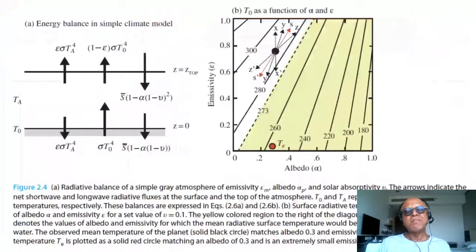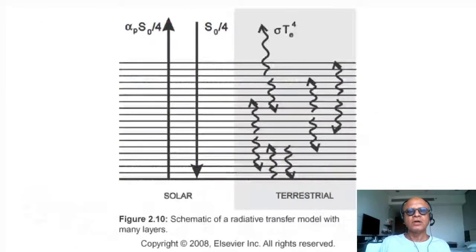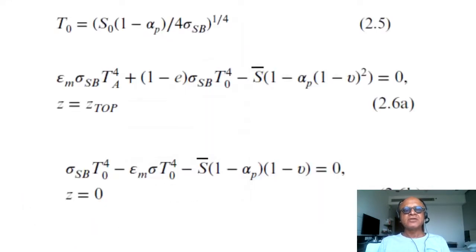Okay, let's jump back to the way the book does it. We stopped here. This is back to the equations in the book, looking at the surface temperature in terms of the solar flux and the albedo divided by the Stefan-Boltzmann constant sigma. So this is the relation we had already derived.